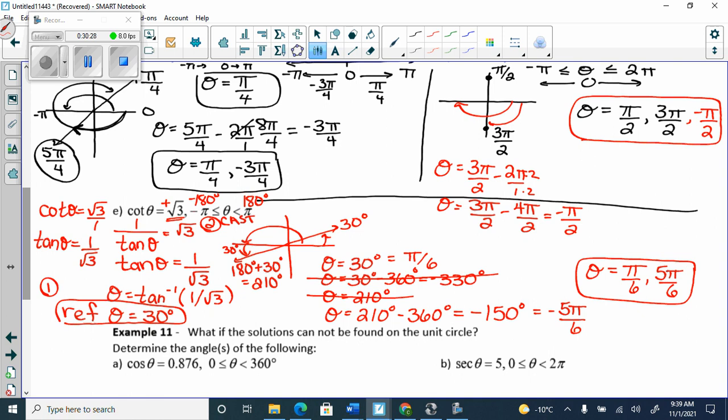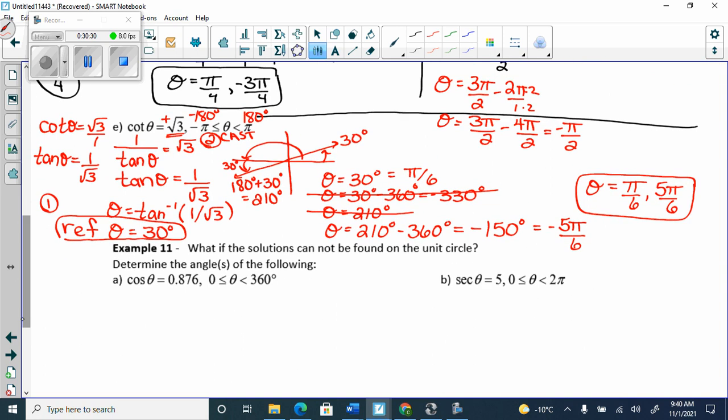We're going to go down here to example 11. What's the problem with this? Is 0.876 on the unit circle? No. So when it's not on the unit circle, you have to use the 3 steps. When it's on the unit circle, you can just draw them and find the coterminals. If it's not on the unit circle, you just did 3 steps and you didn't even realize it. Step 1, reference angle. Step 2, cast rule. Step 3, check coterminals. You did that every single time.